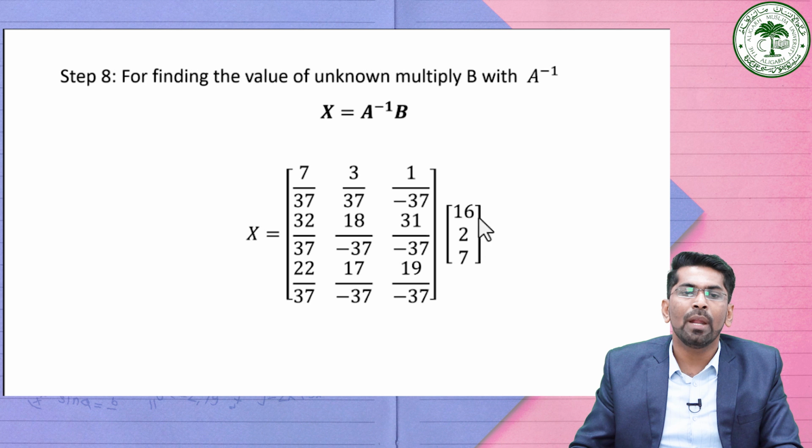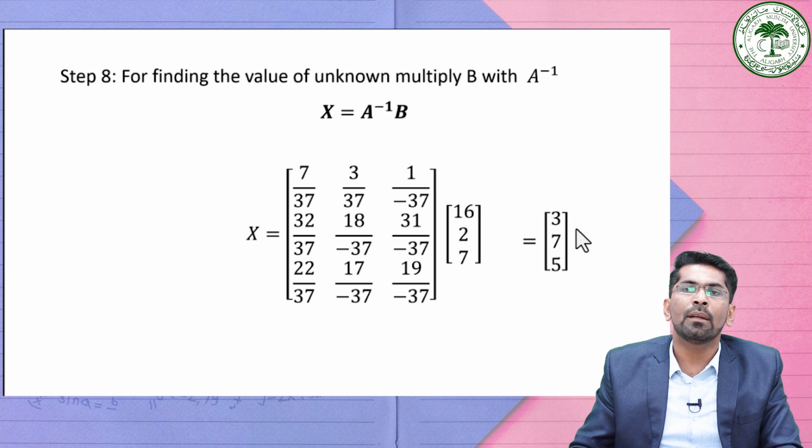So if you go for multiplying it, we are going to multiply the first row with the first column, then the second row with this particular column, and the third row with this particular column. Then it will give 3, 7 and 5. If you go for simplifying it, its value will be 3, 7 and 5.